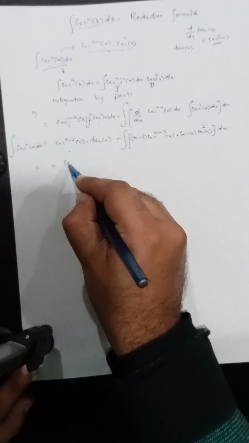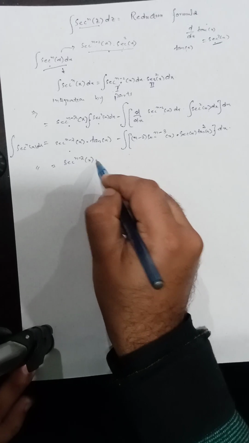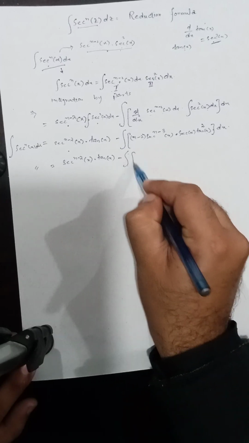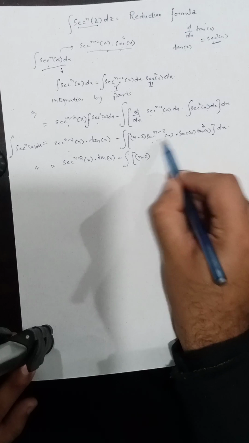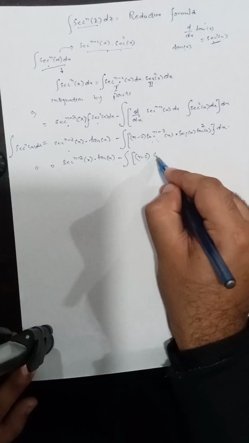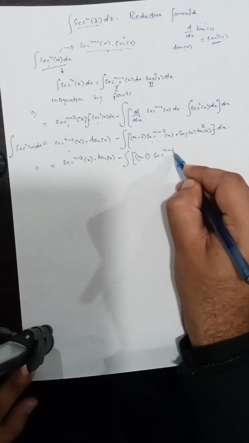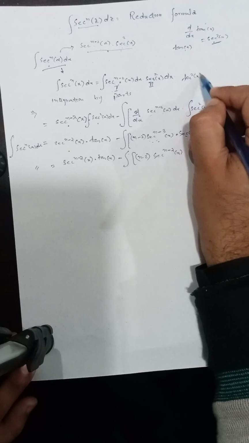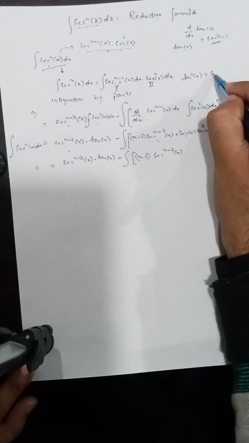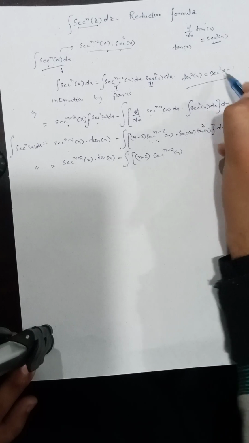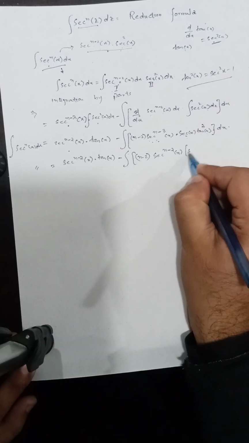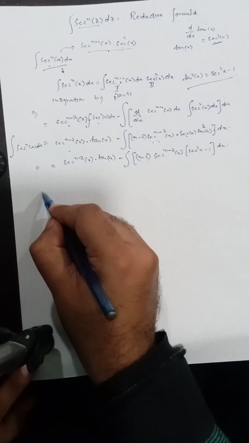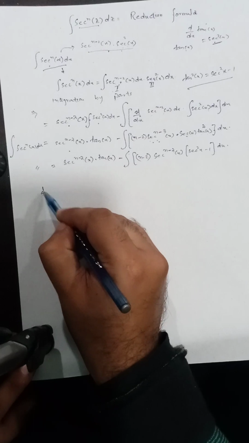So secant of n minus 2 of x and tangent of x, so it is equal to n minus 2 basis same power will be added of this secant x and secant x, which is secant of n minus 2 of x with the tangent square of x, and we know that tangent square of x is equal to secant square of x minus 1. This is Pythagorean identity, which is secant square of x minus 1 with respect to x. Now let this side be equal to I n.